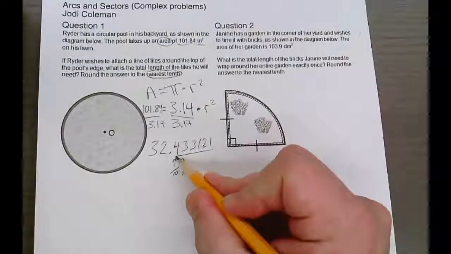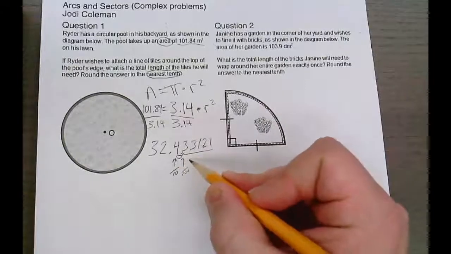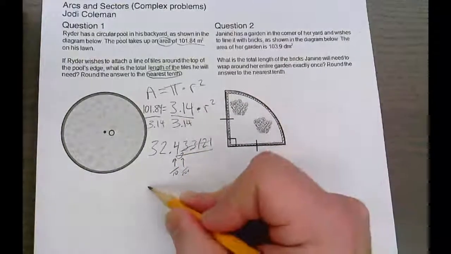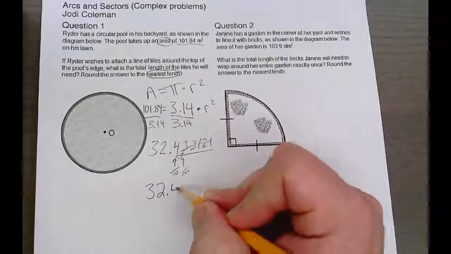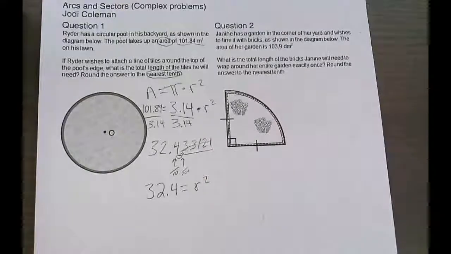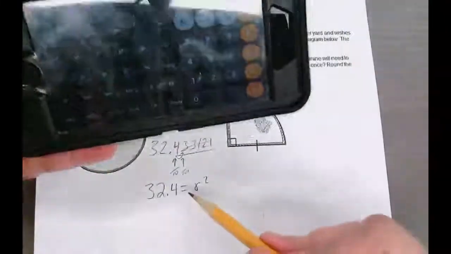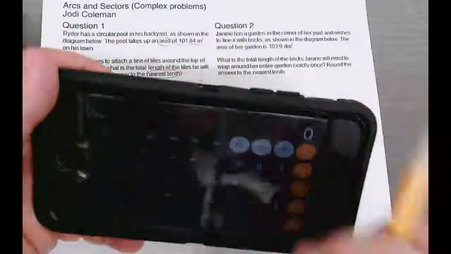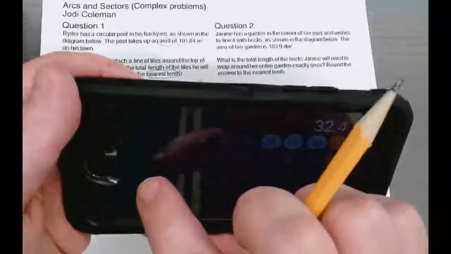So if I round this here, I look next door. If it's 5 or greater, it goes up. This is not 5 or greater, so I just cut all this off. So we got 32.4 is equal to the radius squared. So that's where now we got a square root. So the opposite of squaring, so something times itself, is the square root button. So we got 32.4, and then I got to square root it.